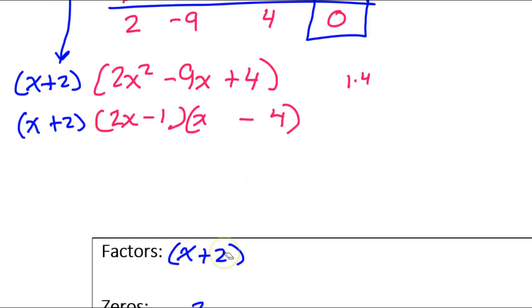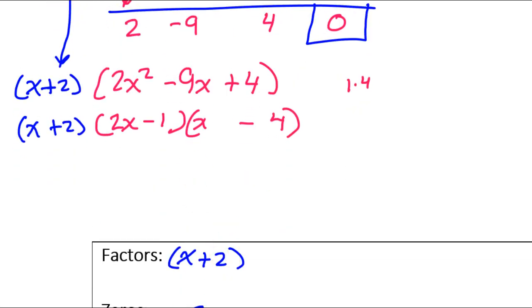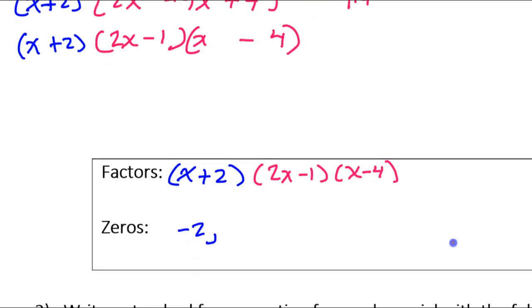Okay, so now I have all of my factors. So I'm just going to copy this down. So I have my 2x minus 1 and my x minus 4. Now the zeros are what I would get if I set each of these equal to 0 and solved. I've already got the negative 2 that I got off my calculator anyway.